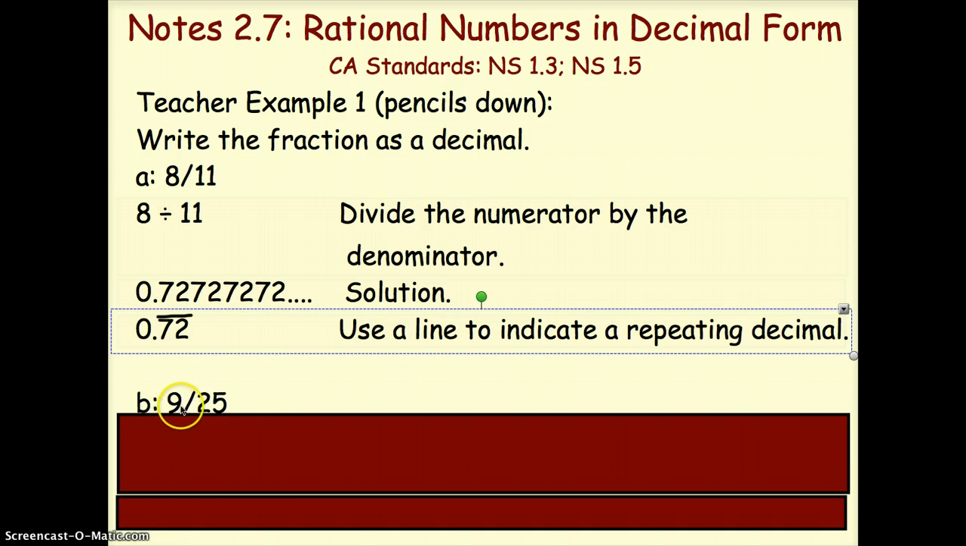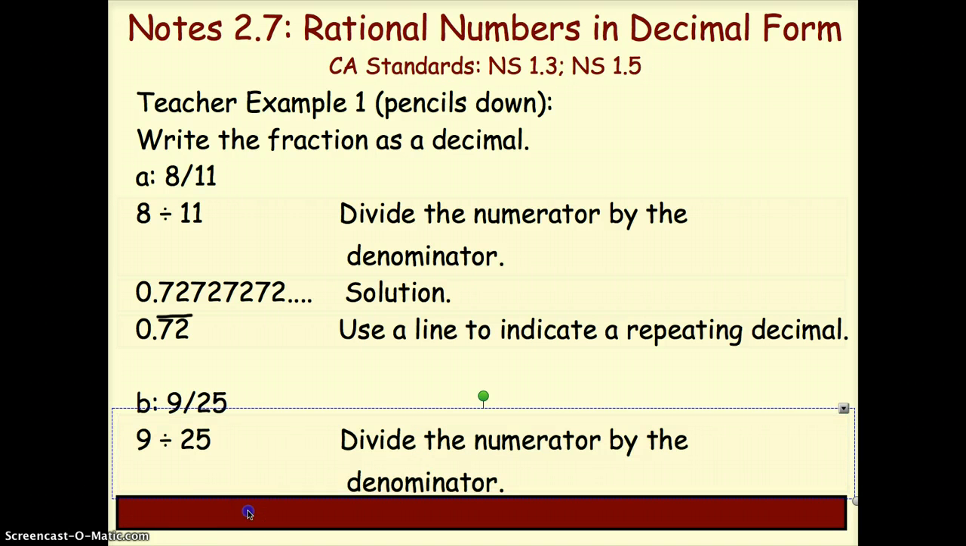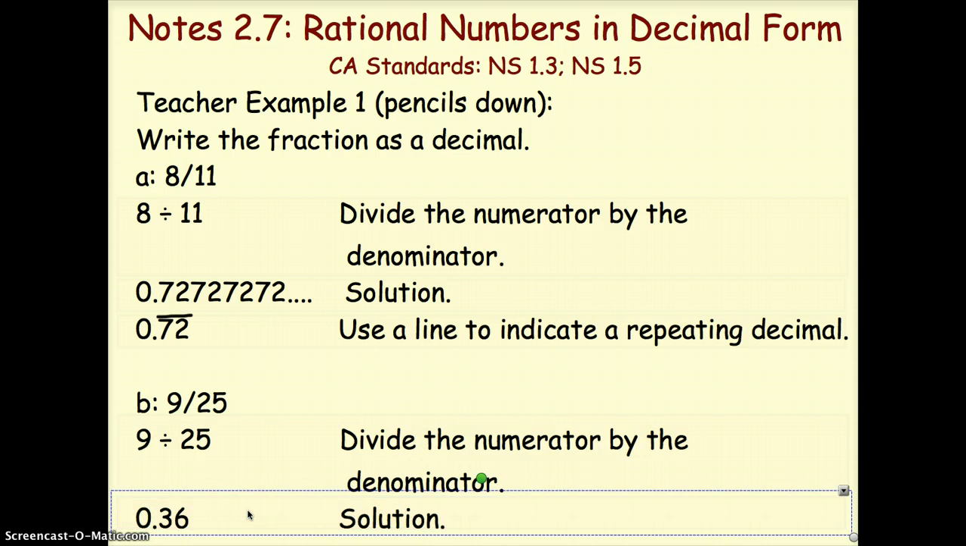Okay, let's take a look at 9 over 25. Again, that can also be read as 9 divided by 25. So you do that division, and we end up with 0.36, 36 hundredths. Notice nothing's repeating, so we don't have to draw any lines.